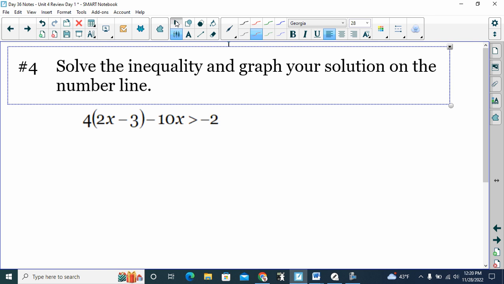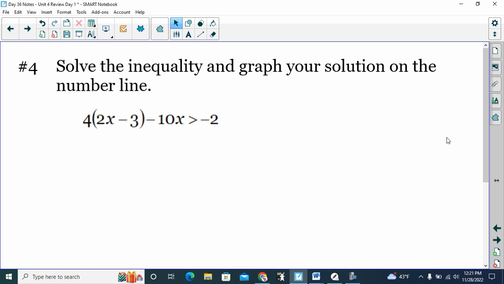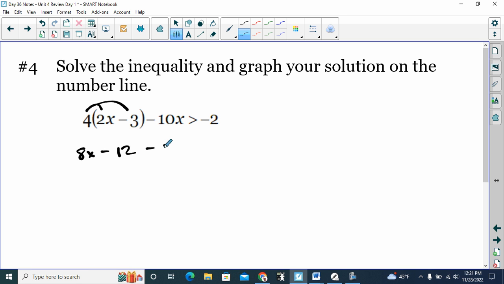Number 4, solve and graph our solution on the number line. We've got a number out in front of parentheses. We start by distributing. 4 times 2x is 8x. And then I've got 4 times negative 3. This part just gets copied down. Now we combine like terms. This 8x and the minus 10x.